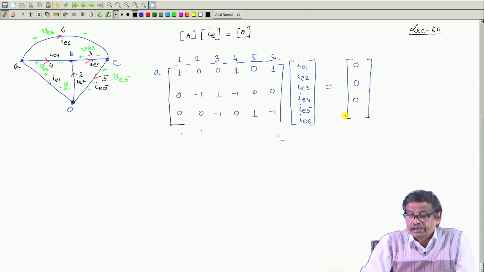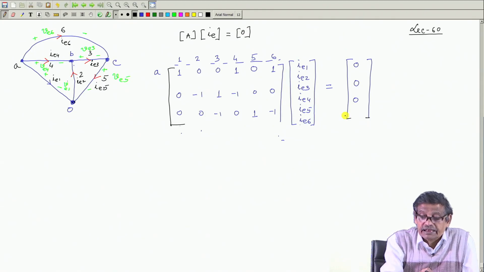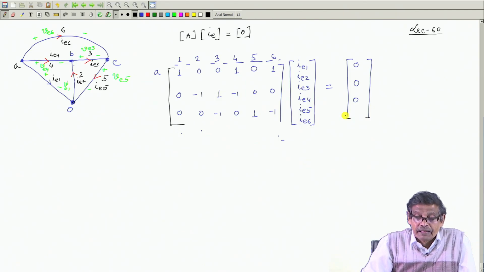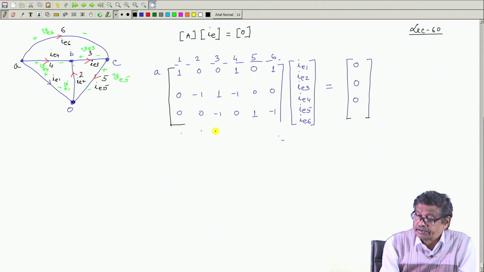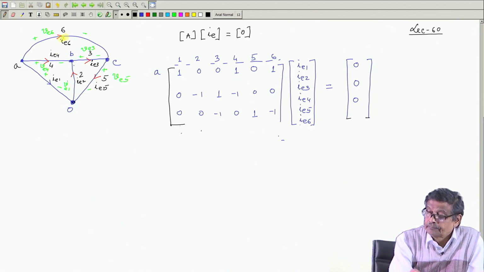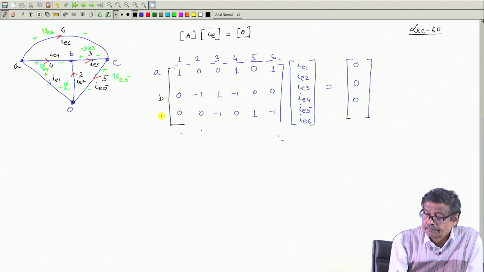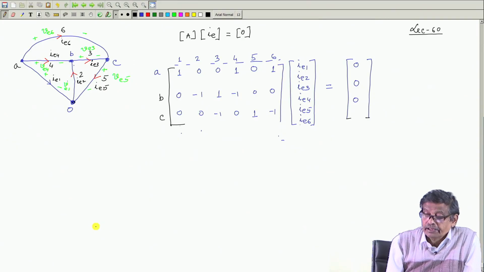Now, what will I be doing? Generally, KCL we write while solving the networks by nodal analysis. When we want to solve the network by applying nodal analysis, we write down the KCL at different nodes. Now, let us see what is the size of this A matrix. You recall that E is the number of elements here. How many rows are there here? This is A, B, C. So, how many rows will it have?